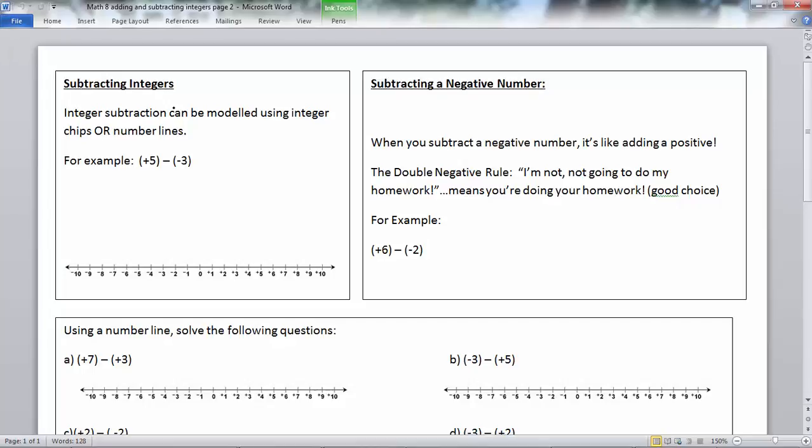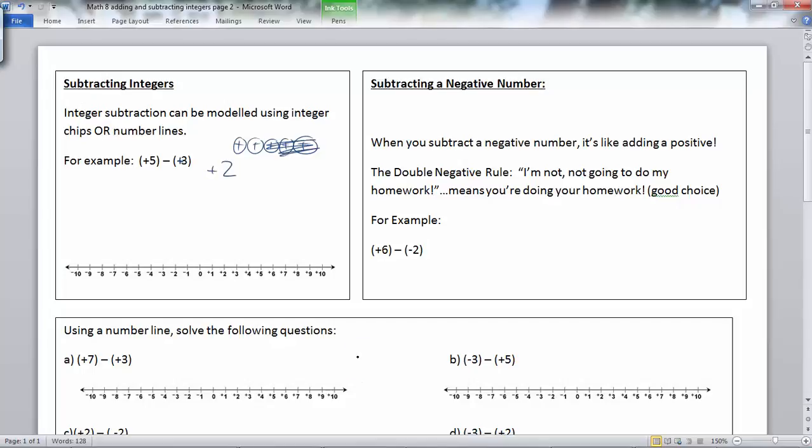So here's our subtraction question. 5 minus negative 3. Okay, actually, let's make that a positive: 5 minus positive 3. So you could draw 1, 2, 3, 4, 5 chips, and then if I'm going to take away 3 of them, you're left with 2.